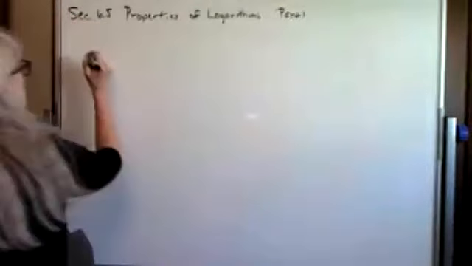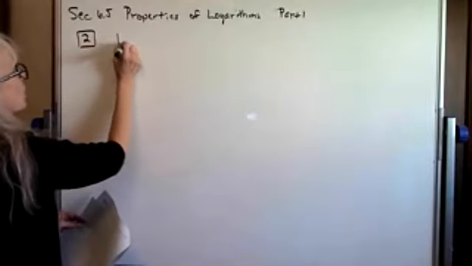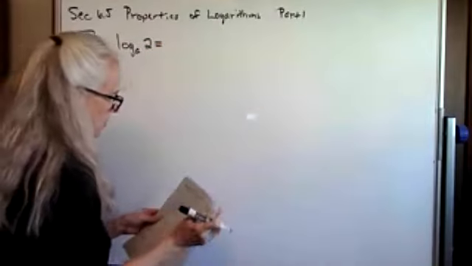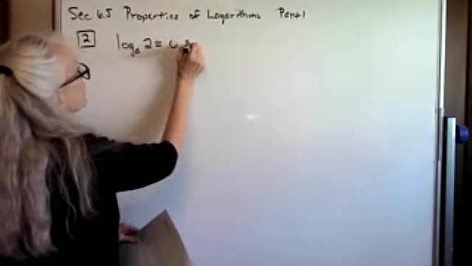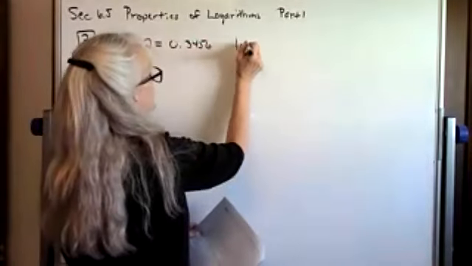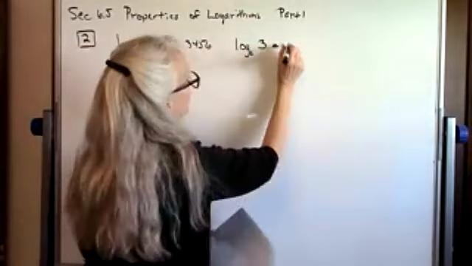So in example 2, it starts off by telling us that the log of some base A of 2 is equal to 0.3456. It goes on to tell me that the log of the same base A, but I don't know what A is, of 3 is equal to 0.5298.